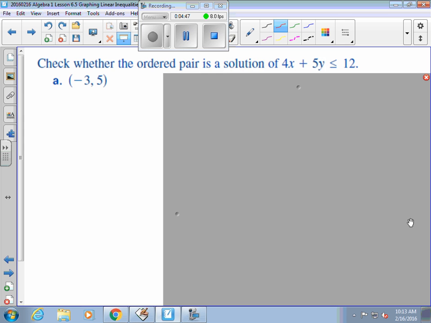So real quick, let's check. We'll just do this one on the back. 4x plus 5y is less than or equal to 12. Plug in negative 3, 5 and see if it gives you a true statement or not. Take 30 seconds.